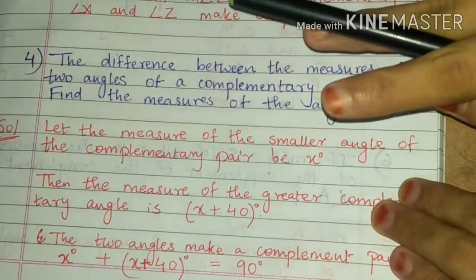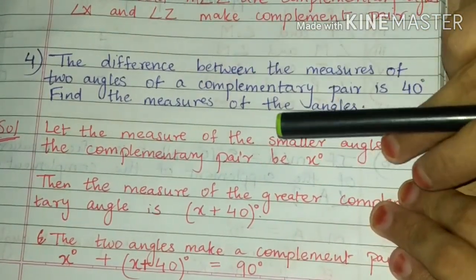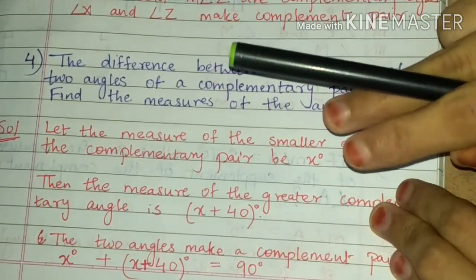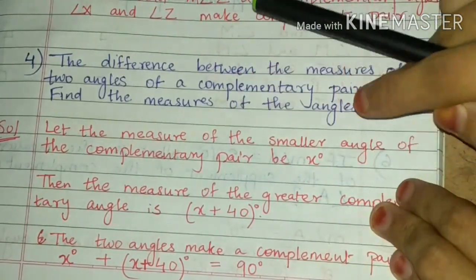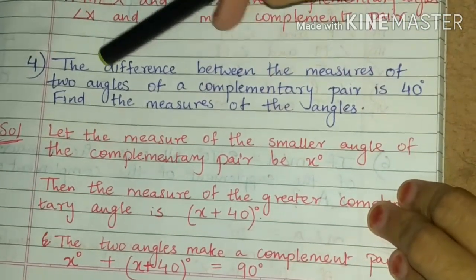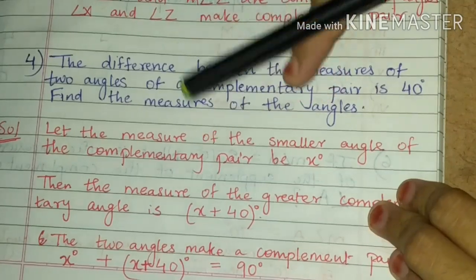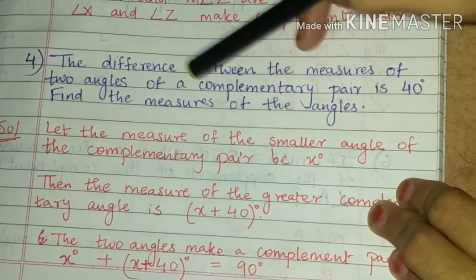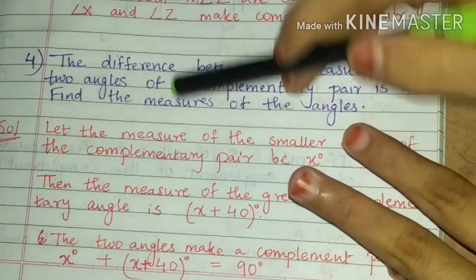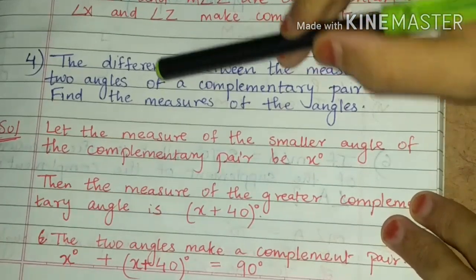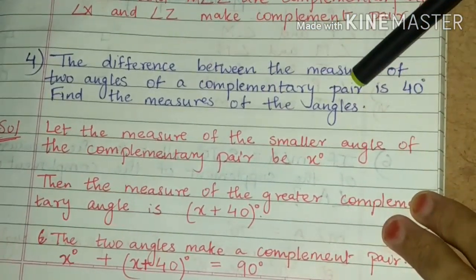If they said the two angles are equal, then one angle is 45, the other angle should also be 45. 45 degree plus 45 degree equals to 90 degree. But what they have said, difference means one angle is smaller and one angle is bigger. There is a difference between the two angles, means the two angles are not equal, and they make a complementary pair.